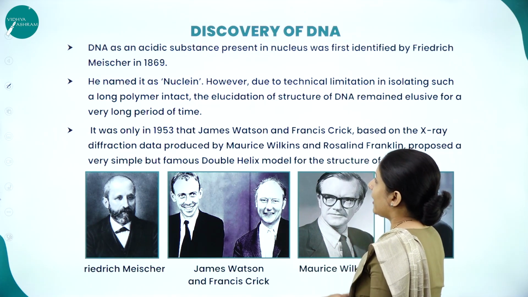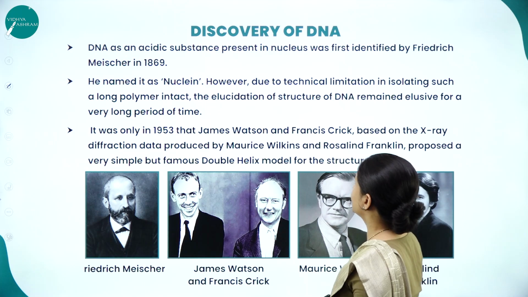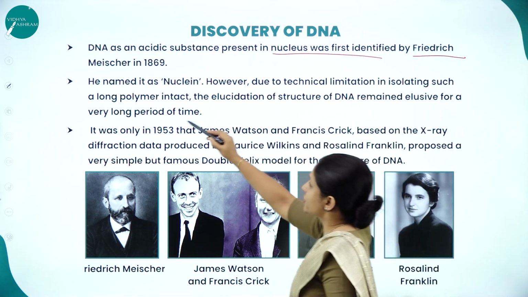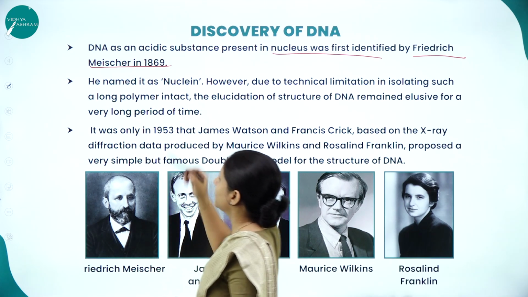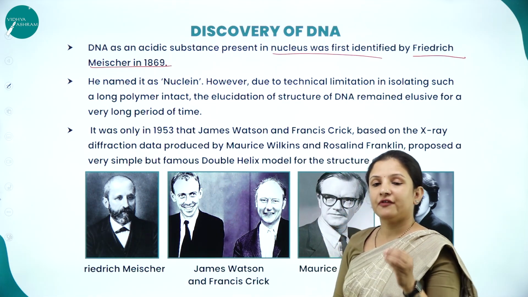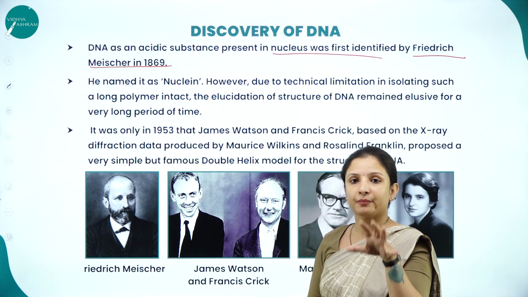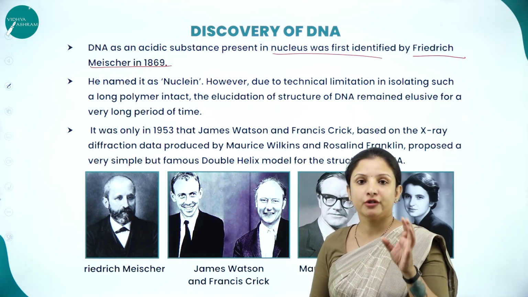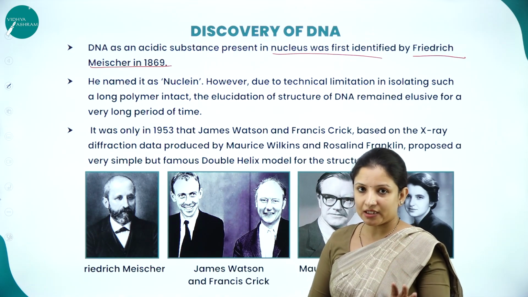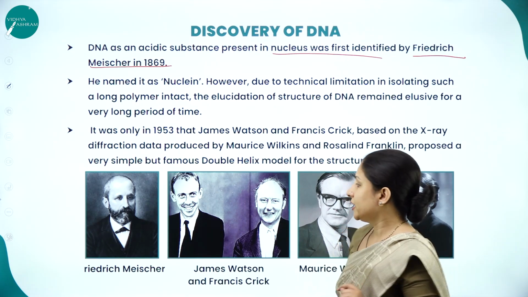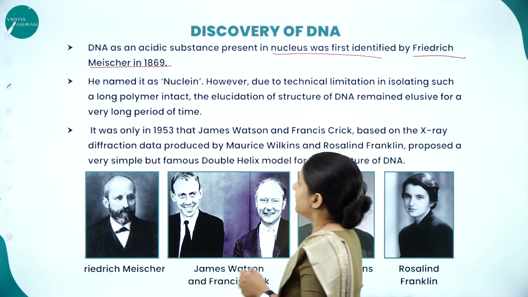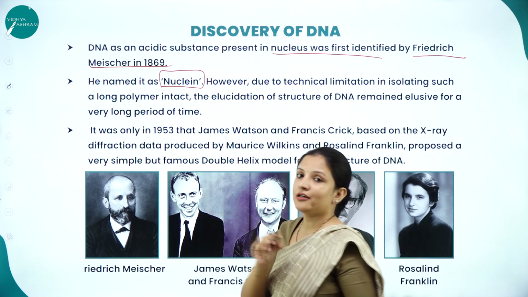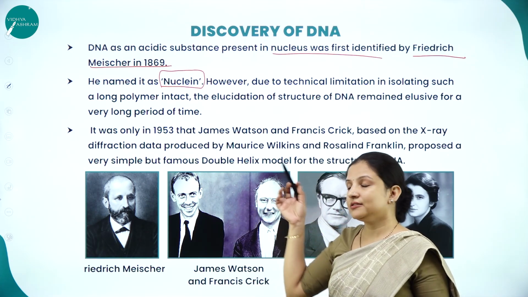DNA as an acidic substance present in the nucleus was first identified by Friedrich Miescher in the year 1869. So, Friedrich Miescher was the first person to say that there is an acidic material that is present inside the nucleus of the living organisms, the eukaryotes. So, that was the first discovery of the DNA by Friedrich Miescher. He named it nuclein. So, during his discovery, he didn't call it DNA. He called it nuclein.